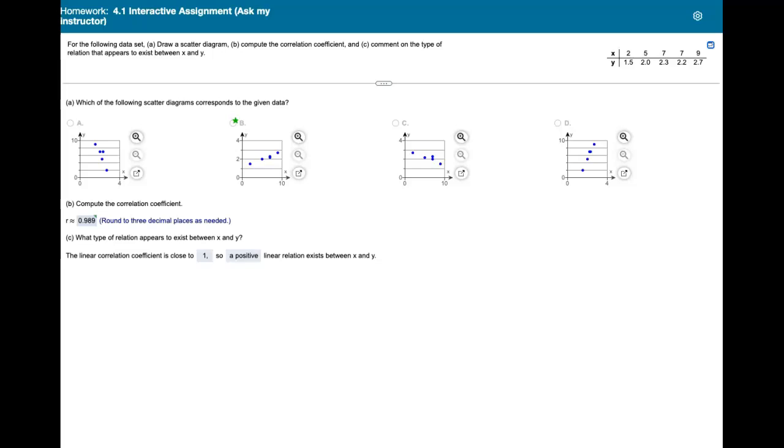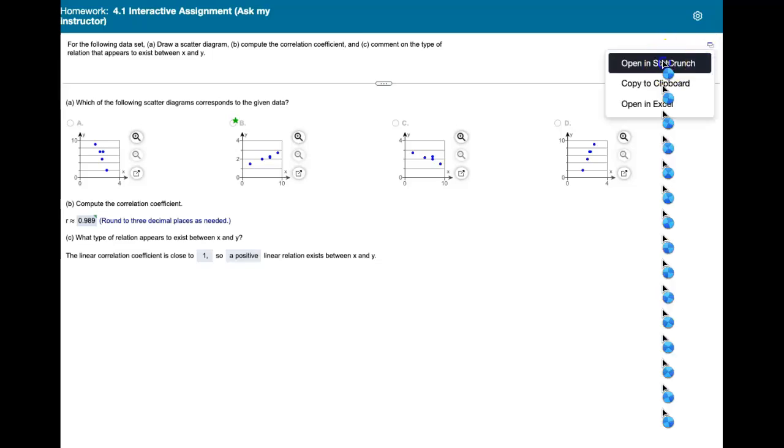Okay, in this problem, we're given a data set and we're asked to draw a scatter diagram, compute the correlation coefficient, and comment on the type of relationship between the two variables x and y. So the data that I'm given is over here to the right. So I'm going to open up that in StatCrunch.